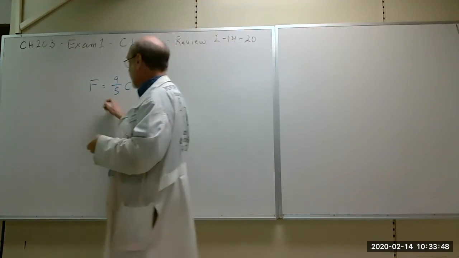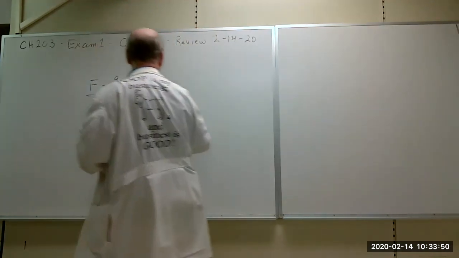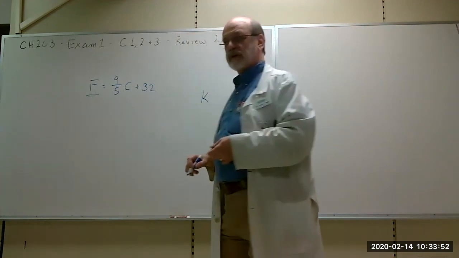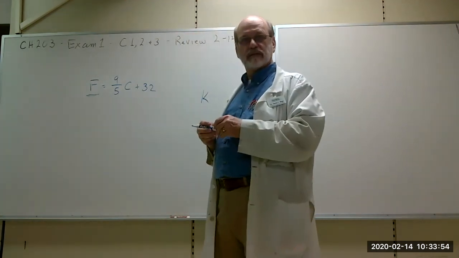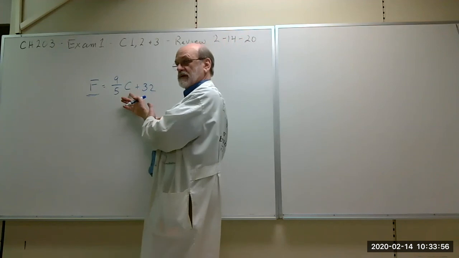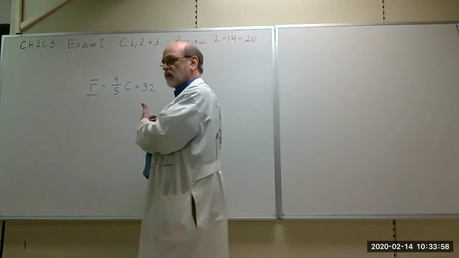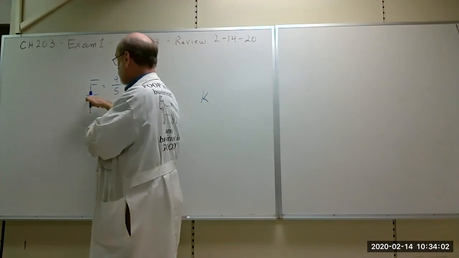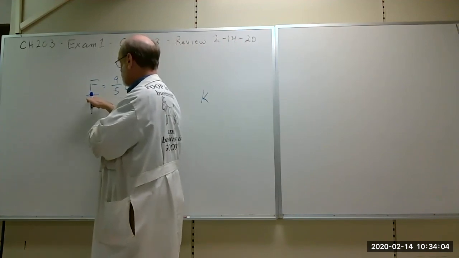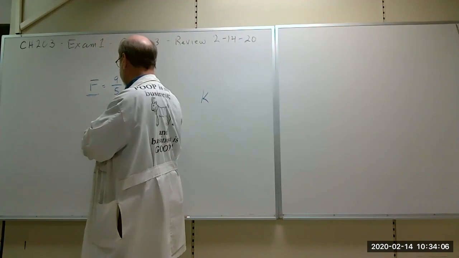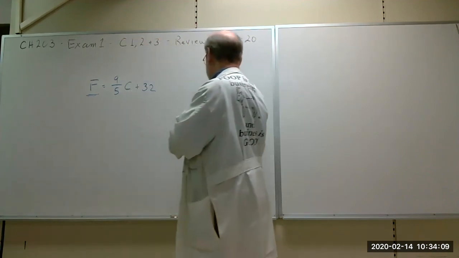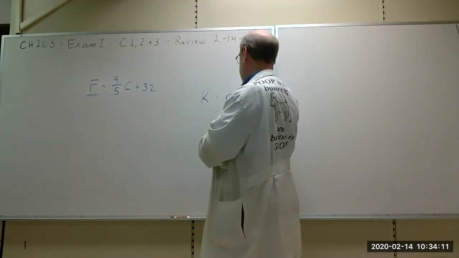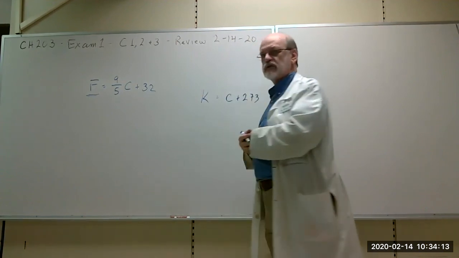Now, if you're given Fahrenheit, and the question is, what is that in Kelvin? You've got to go through this first, because Fahrenheit and Kelvin are not directly related. So you plug in Fahrenheit, solve for centigrade, and then Kelvin is whatever your answer is there, plus 273.